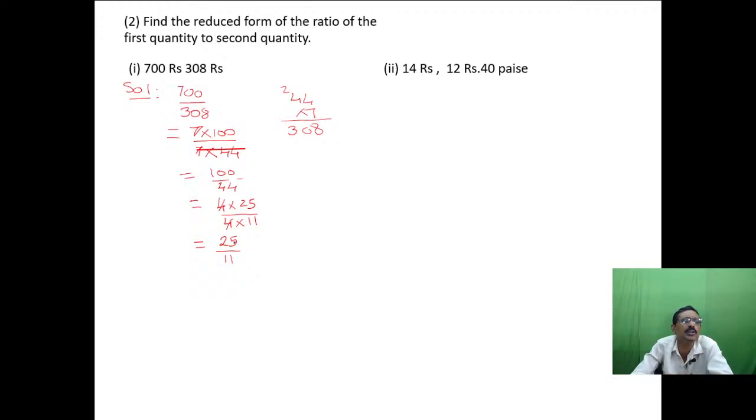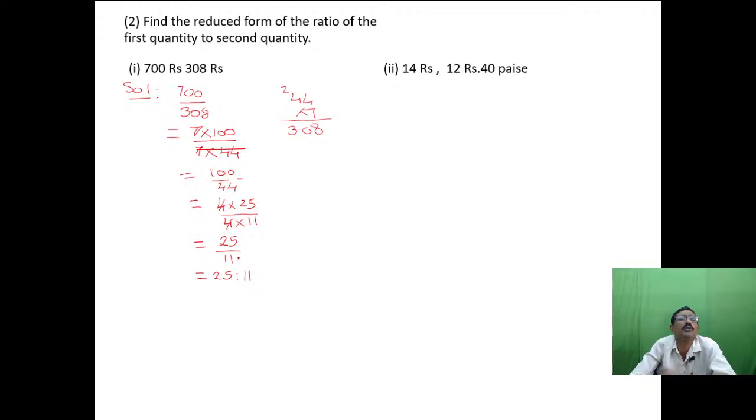Can I further reduce this quantity? Look at this quantity. Can we further reduce it? It is 25 here, it is 11 here. That means we have finished reducing. It cannot be further reduced. Now this has to be expressed in the ratio form, which is equal to 25 is to 11.